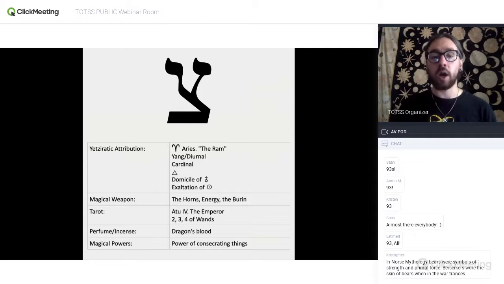This is one of the signs where our different qualities all line up pretty well. It's a yang sign, so it's expressive and forceful. It's a cardinal sign, so it's initiating and beginning. It's a fire sign, so it's hot and dynamic. It's the domicile of Mars, so again, dynamic, hot, maybe even somewhat aggressive or confrontational.